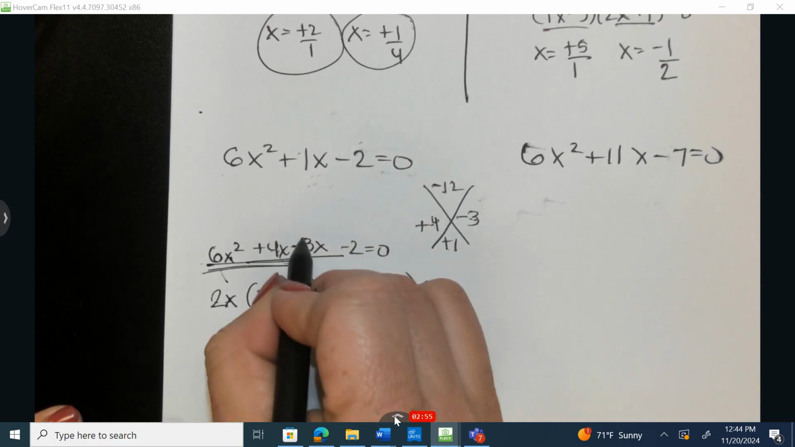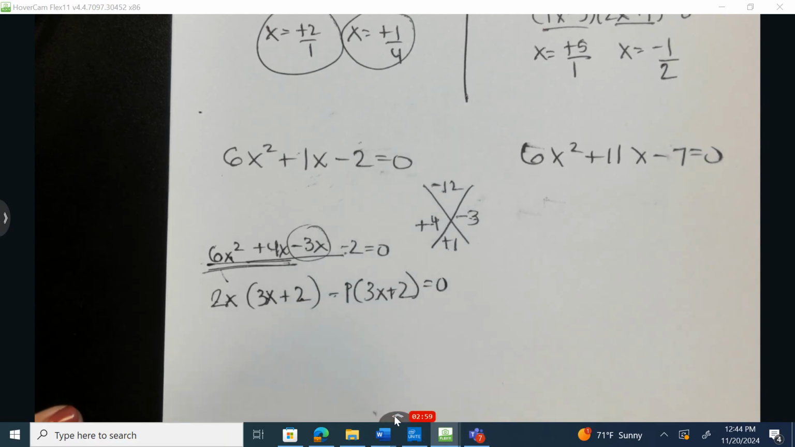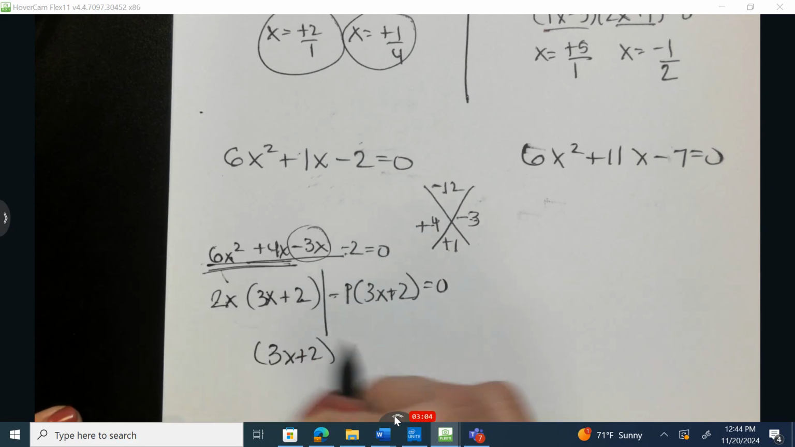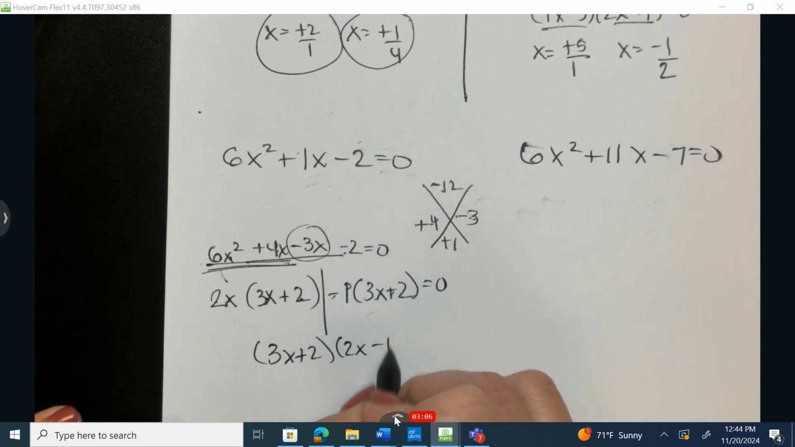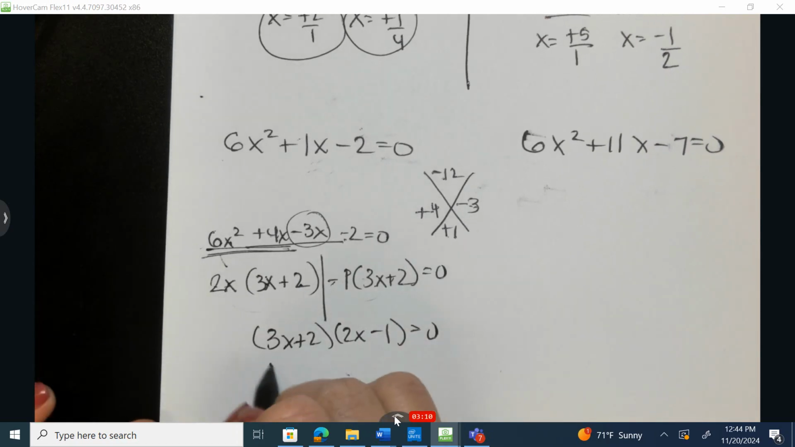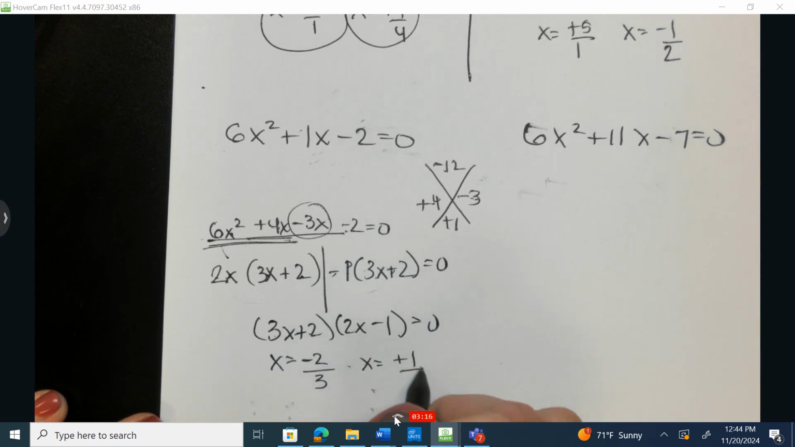What value times 3x is negative 3x, negative 1. And negative 1 times 2 is negative 2. They both contain a 3x plus 2. In front of the first part is a 2x, and from the back part is a negative 1. The shortcut here is what's in back of the x is opposite sign divided by 3. What's in back of the x, opposite sign, and in front of the x divided by 2.